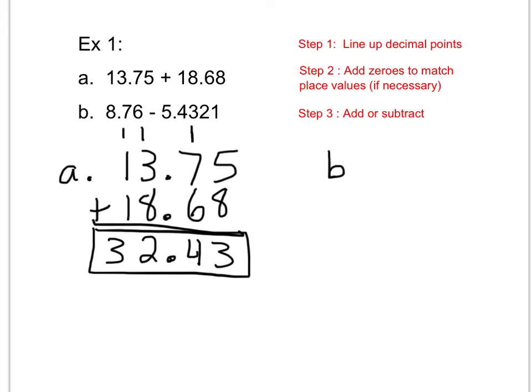Okay, now B, same thing. First thing I'm going to do is write this up and down. So I've got 8.76 and I'm going to line up the decimal points, so I've got to put the decimal point right underneath this one here.